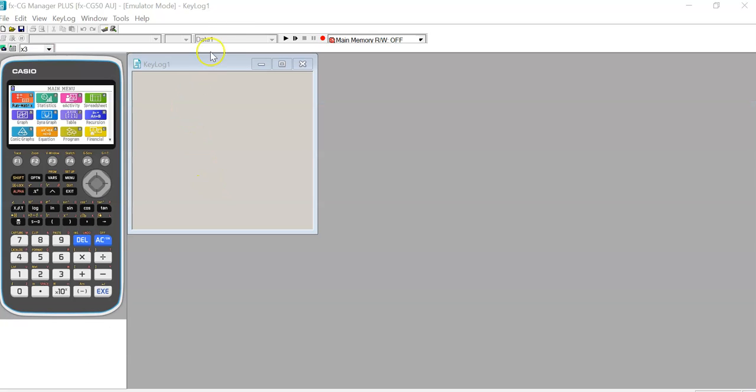By the way, if you're ever curious about the model of calculator that I'm using, just look at the top here. This is the FX-CG50AU. I think that most of you would have the CG50. Some people have the CG20. It's actually the exact same software and doesn't make a difference. Most Casios are pretty similar.